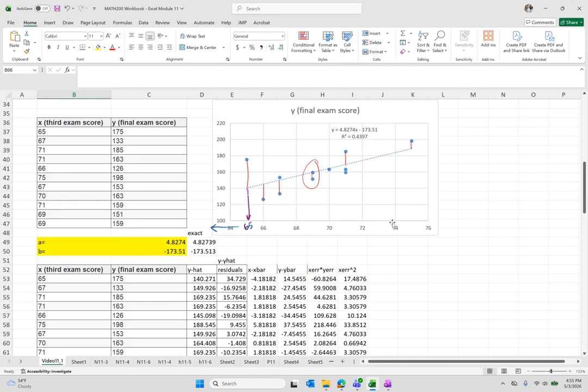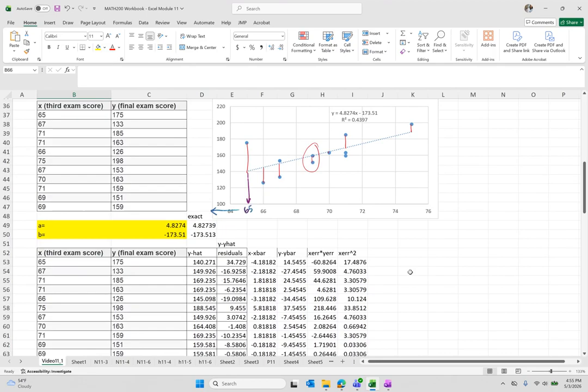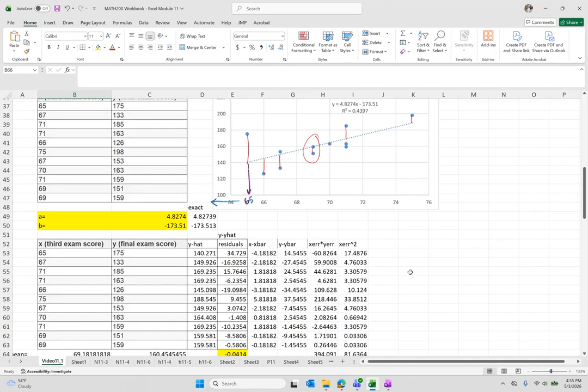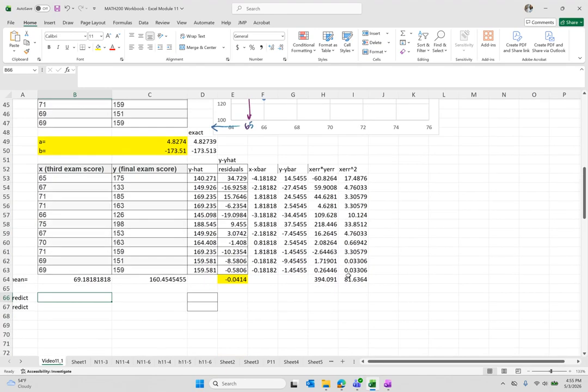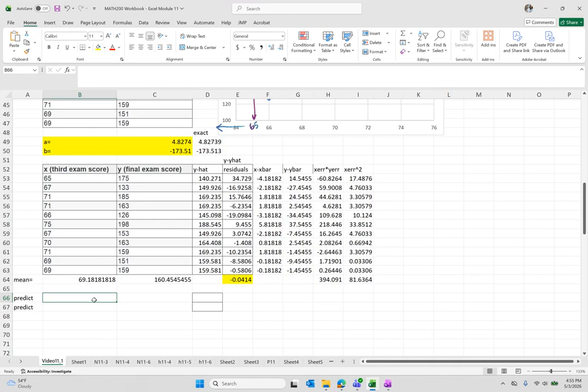4.8274x minus 173.51. And we would like to know what the y hat, that is the final exam estimated score, would be if x was 73 or 30. X is the third exam score. So here when we are predicting, instead of me trying to do things by hand, what I'm going to do is I will just enter here the x values and then copy the formula I had already coded in Excel for y hat, and that will give me the y for x equals 73 and x equal to 30.